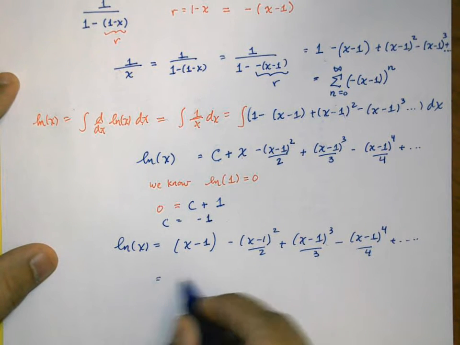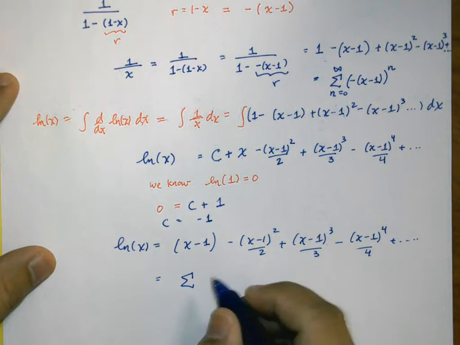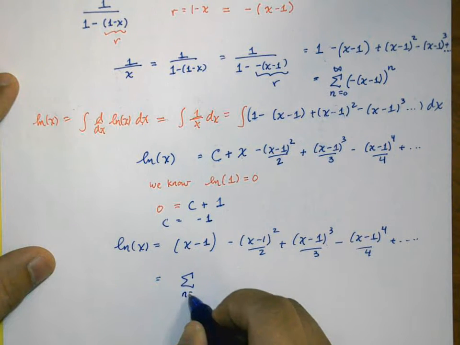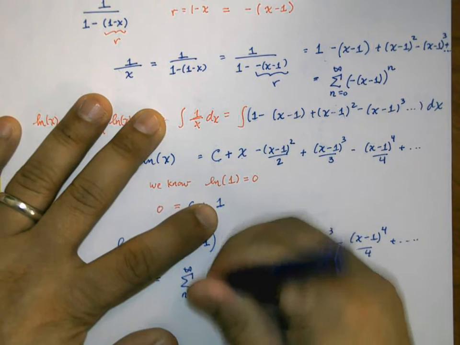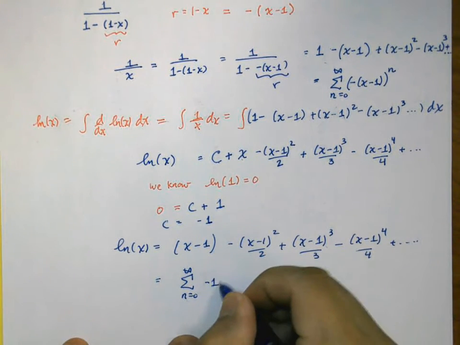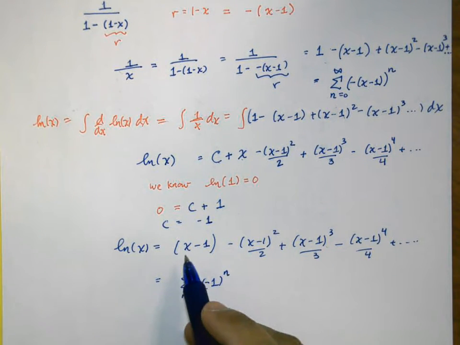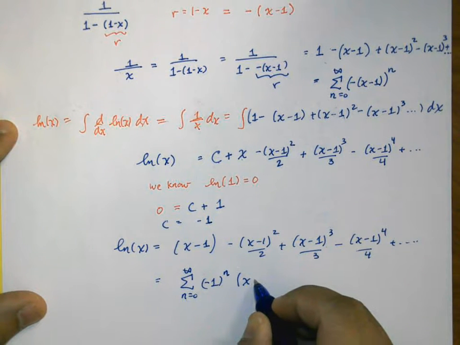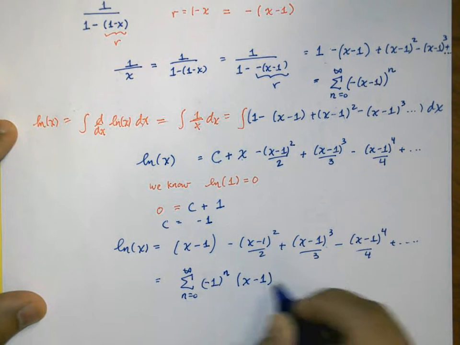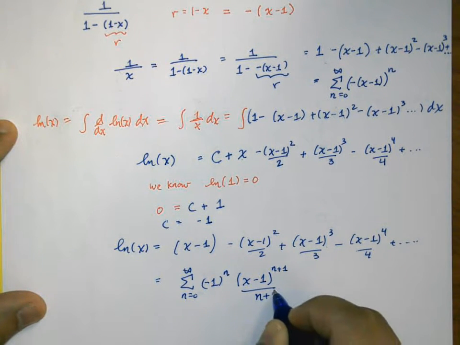And we could capture all of that in a couple different ways. I think this way would be best: from n equals 0 to infinity of negative 1 to the nth, because I know this is going to alternate positive and negative signs, and then quantity x minus 1 to the n plus 1 all over n plus 1.